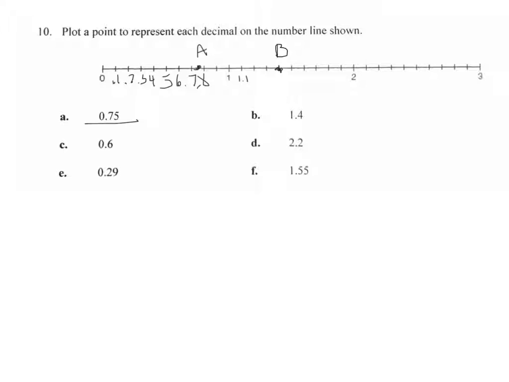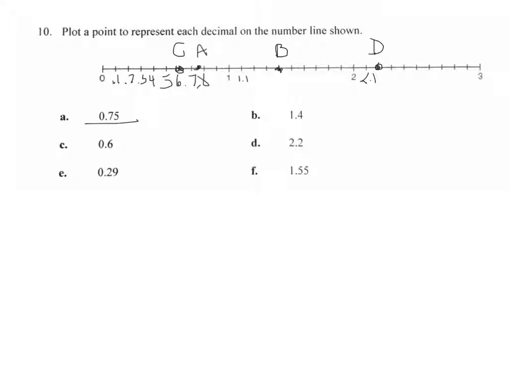Next, you have 6/10, which would be here, C. And then you have 2 and 2/10, so you have to think, okay, so here is 2 and 1/10, so 2 and 2/10 would be right there, so that's D.